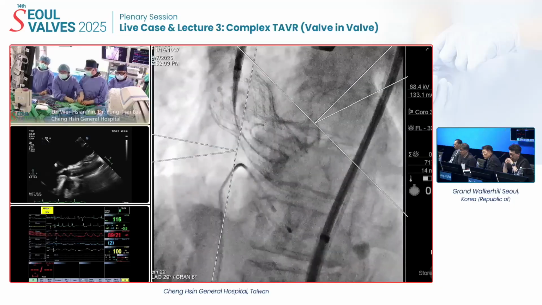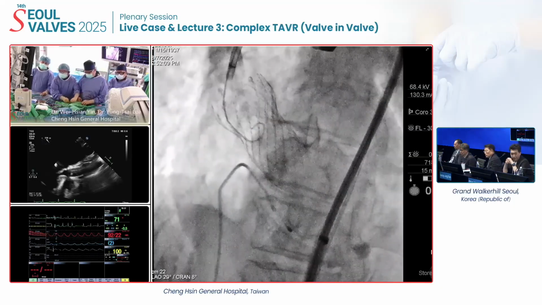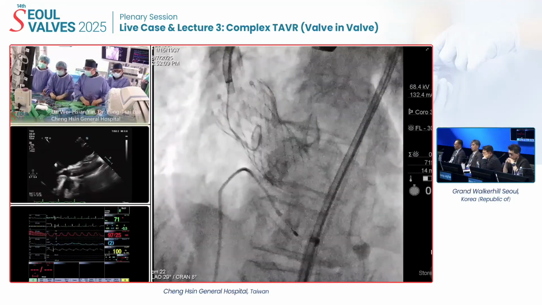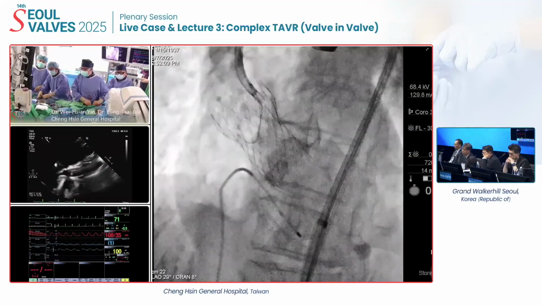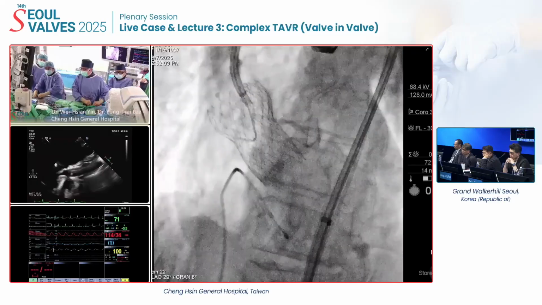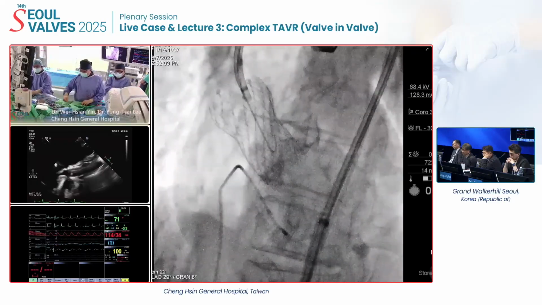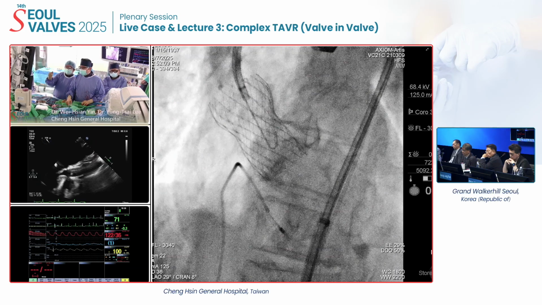But the second time, THV, there will be an issue because the near skirt height, we have measured, must be over the coronary takeoff. So if we implant the second valve, it will lead to coronary obstruction on the left coronary because of the near skirt. So this time we would like to do leaflet modification. If it fails, we will do coronary chimney stenting on the left side.